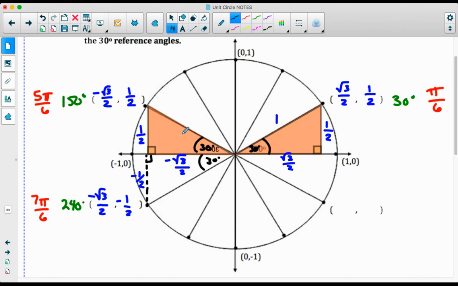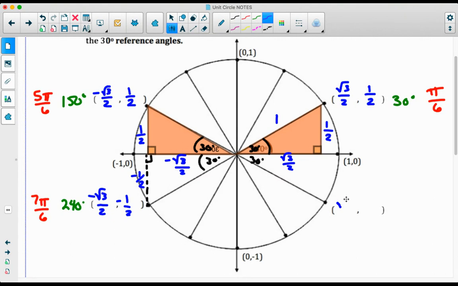Last but not least, quadrant 4. I'm just going to put in a 30-degree angle here. What do we have for our coordinate? Well, we've gone over in the x direction root 3 over 2, and in the y direction, we've gone down negative 1/2. In quadrant 4, this angle is 360 minus 30, which gives us 330 degrees. And then in terms of radians, this becomes 11 pi over 6.